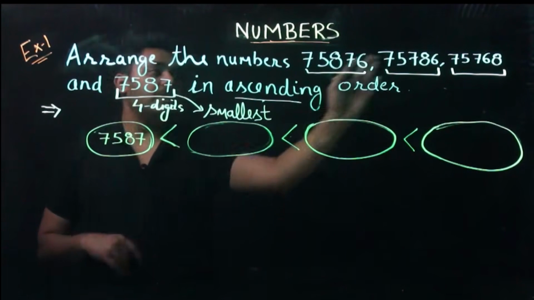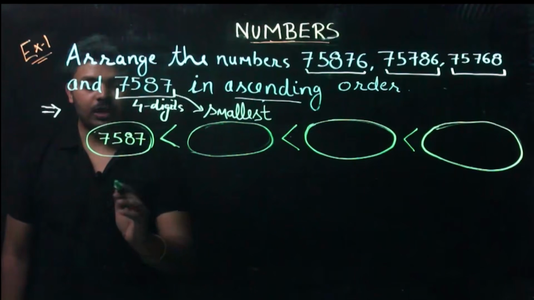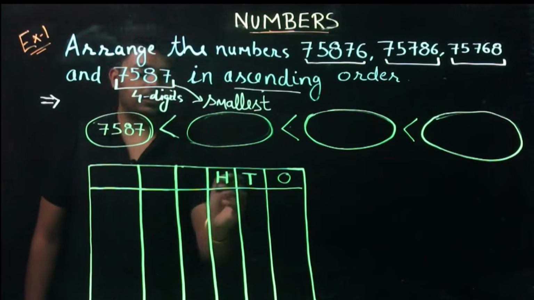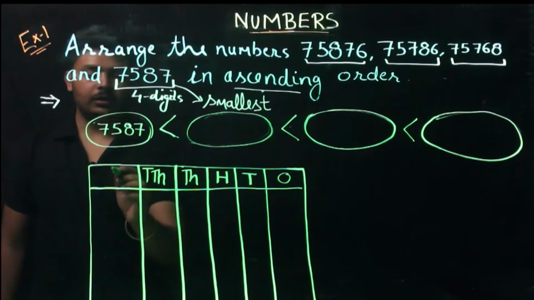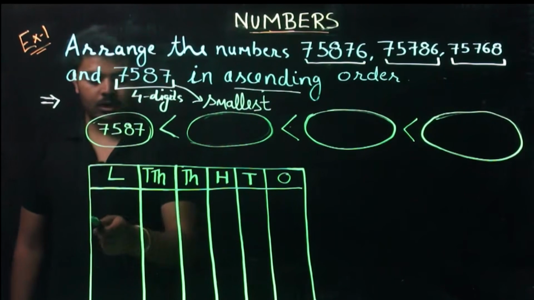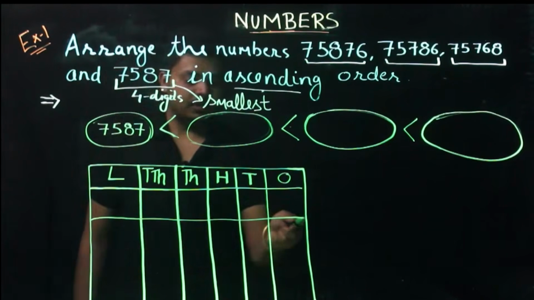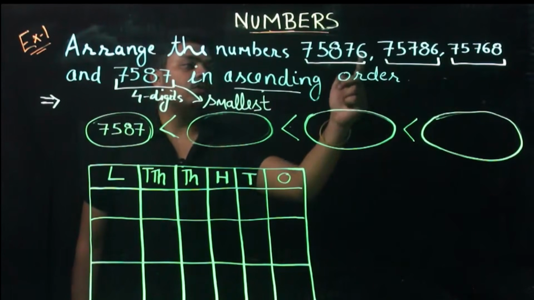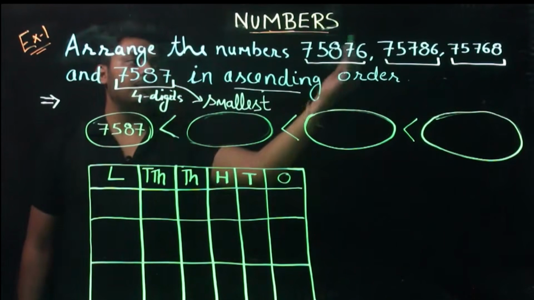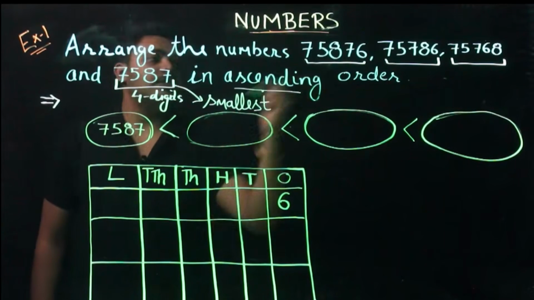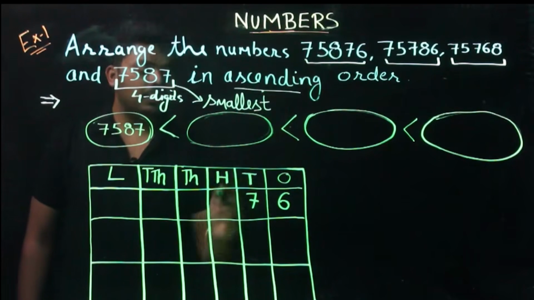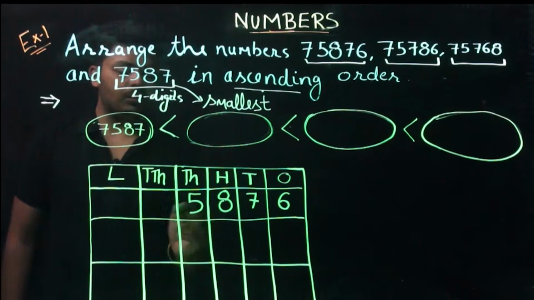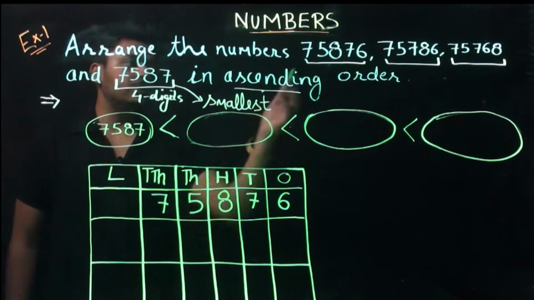So now comparing the 3 numbers using our place value chart. So let's draw a place value chart. This is ones column, tens, hundreds, thousands, 10,000 and lakhs column. So now we will compare the 3 numbers by placing them in our place value chart. So first of all, we'll place all the digits of our first number, starting from the last, that is 6, then 7 in tens column, then 8 in hundreds column, 5 in thousands column, and 7 in 10,000s column.